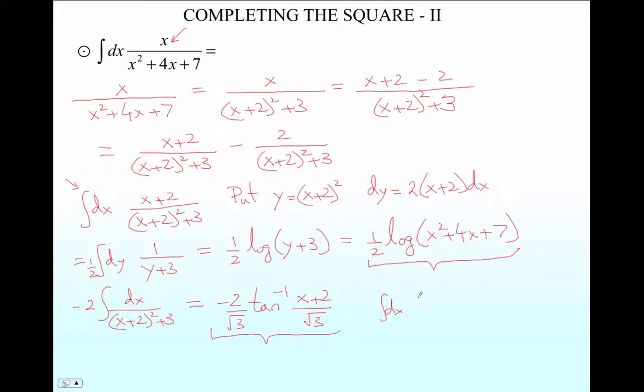I need not write that out, but let's write it anyway. And so this is how we manage to get this final answer, which is a log and a tan inverse.